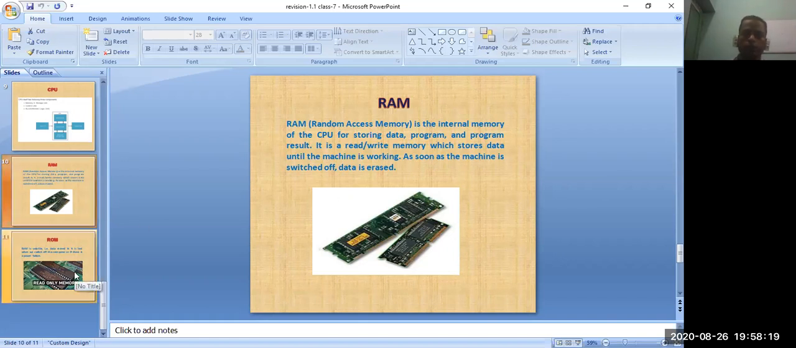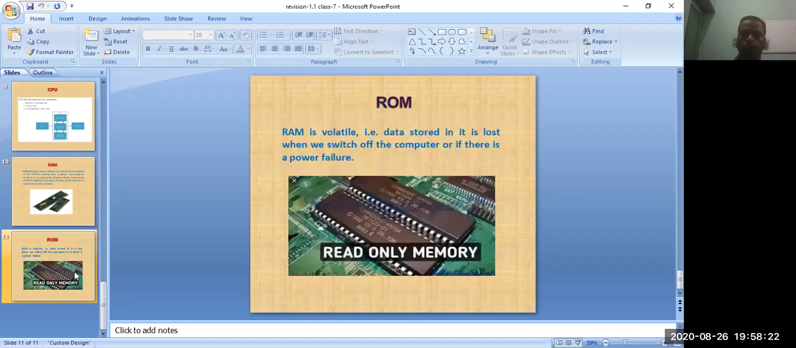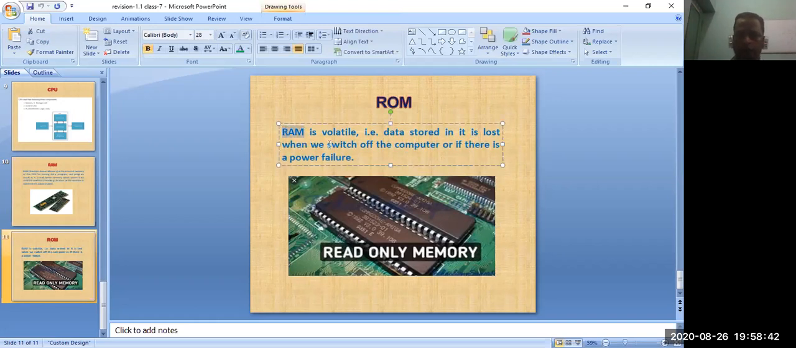So now we are able to understand the RAM. Another one is the ROM. ROM is the read-only memory. Here you can see the read-only memory. What have we already learned? RAM is volatile, that is, the data stored in it is lost when we switch off the computer or if there is a power failure. This happens in the case of RAM.